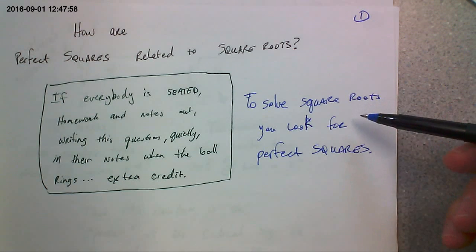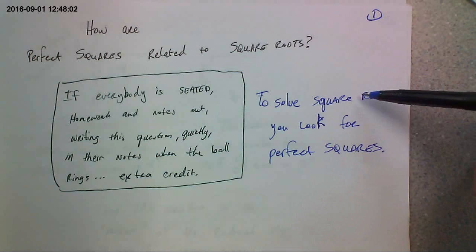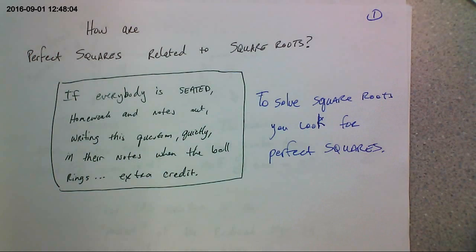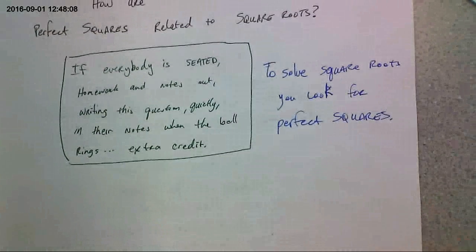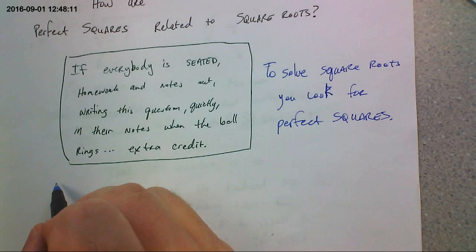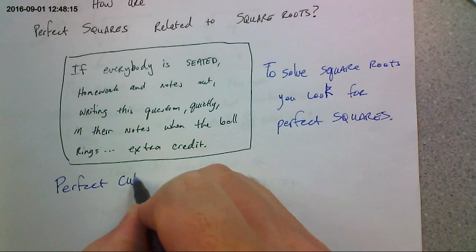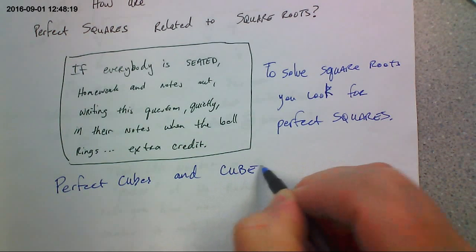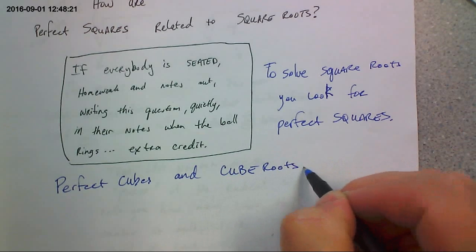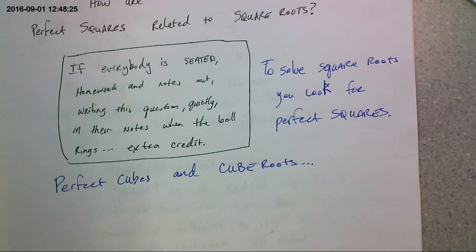Derek, does this make sense to you? The relationship between perfect squares and square roots is that to solve a square root, you have to find a perfect square. Right. So then, here's the question for today, because today is going to be a little different. What do you think the relationship between perfect cubes and cube roots is?